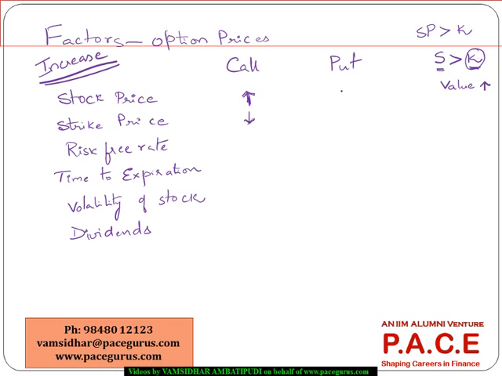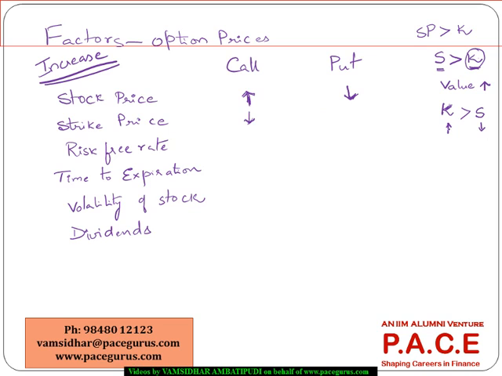And obviously, in case of put, the buyer of the put option typically has a gain when the strike price is greater than the stock price. So as the strike price increases, the put is becoming more and more valuable, or even as the stock price decreases, the put is becoming more and more valuable. So if the stock price is increasing, the put will become less valuable, so its value is going down.